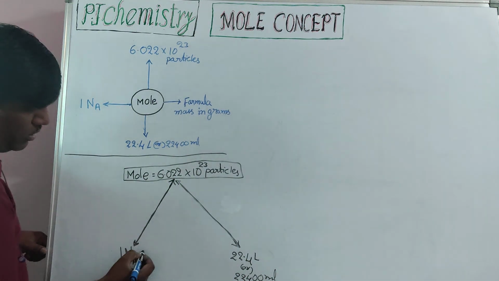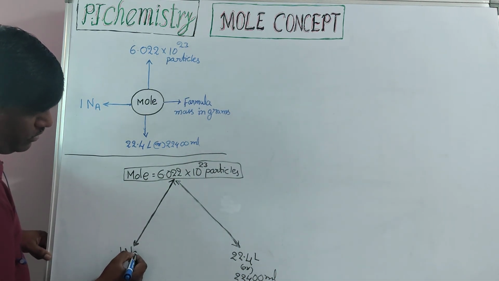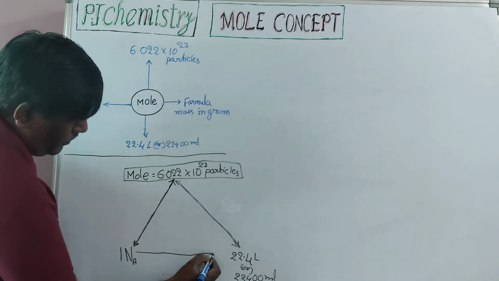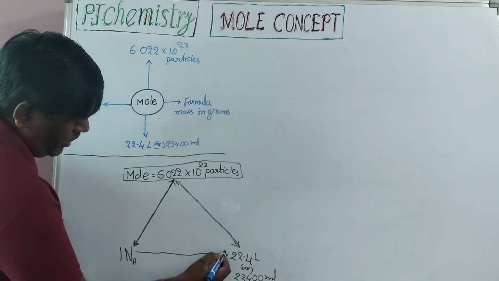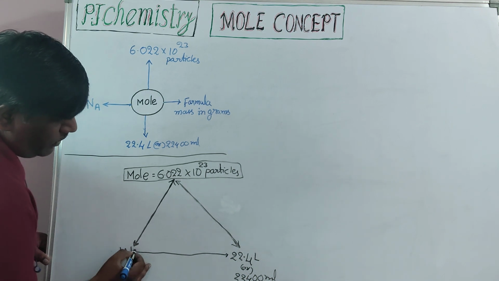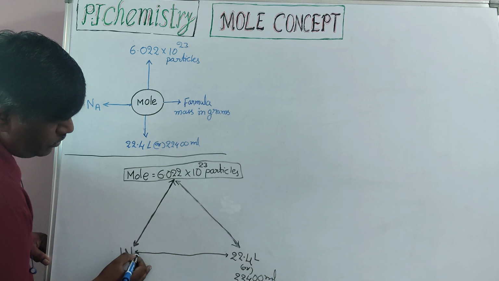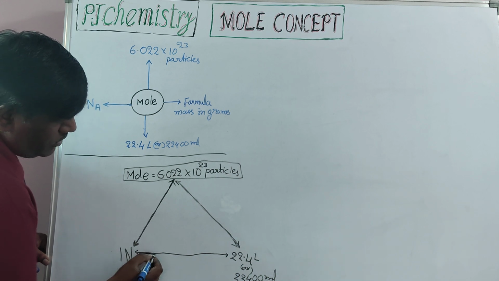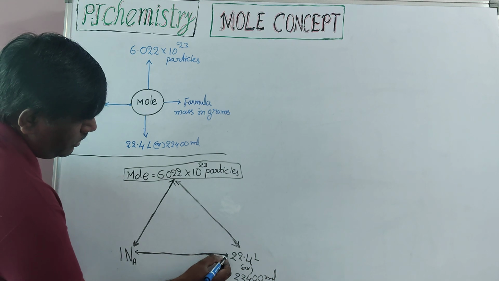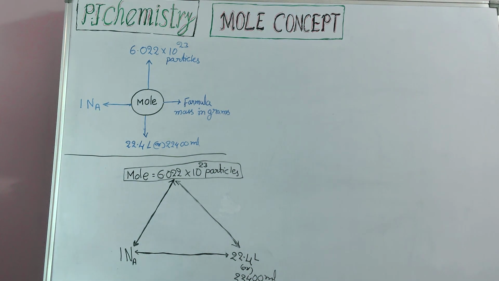So obviously, if we take one Avogadro number of gas particles, it will occupy the same, because one mole is nothing but 1 Avogadro number. 1 mole of gas occupies 22.4 liters, which means in the same way 1 Avogadro number of particles also occupies 22,400 milliliters.